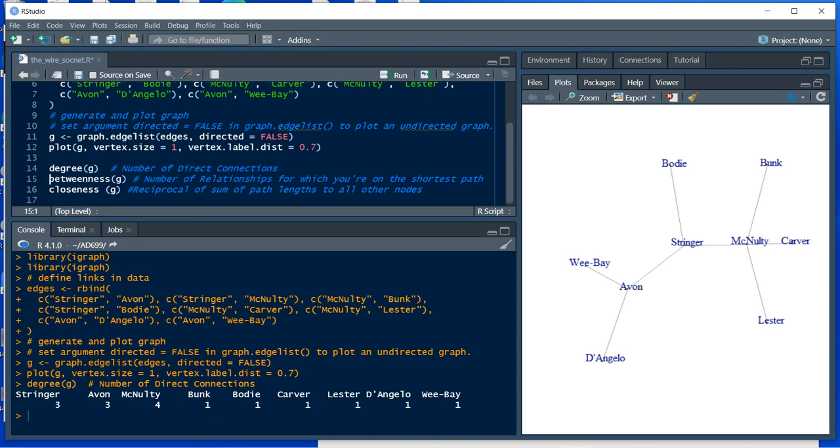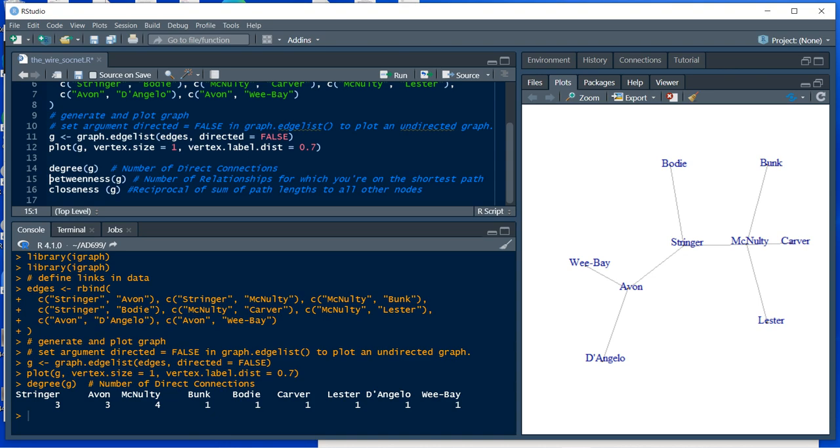So what we can see, let's take a look at a couple, even though I said it's so straightforward, but well, what is it? So let's see who stands out. Well, McNulty stands out, and with McNulty, we're just literally counting. So we're counting McNulty's direct connections, and his direct connections are to Carver, to Bunk, to Stringer, and to Lester in a counterclockwise direction, starting with Carver, and that's why that's 4.